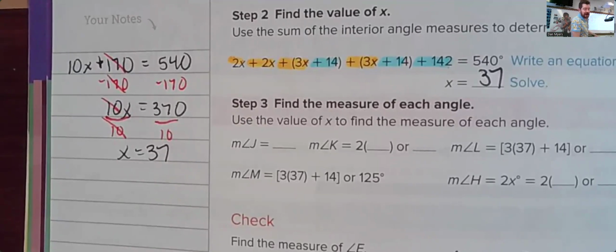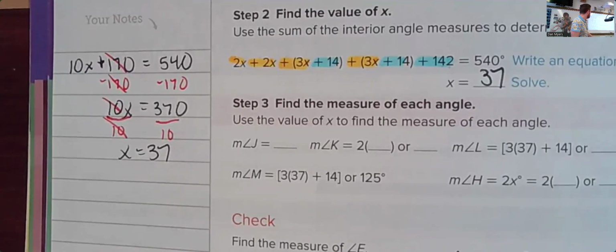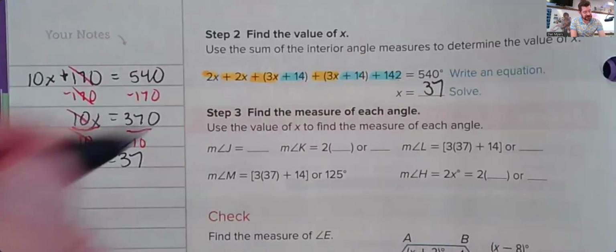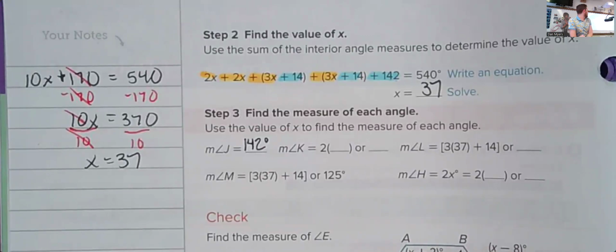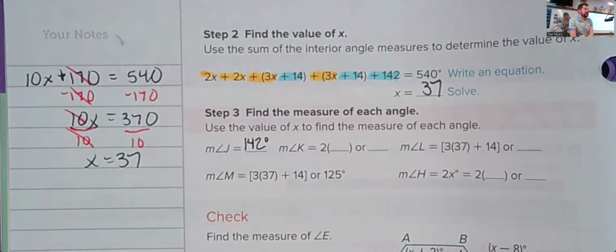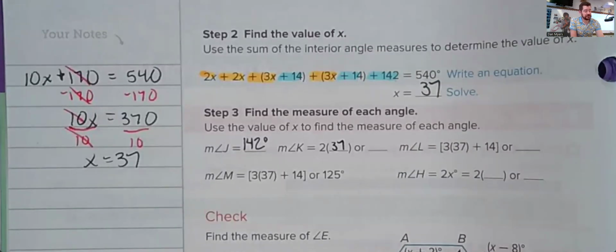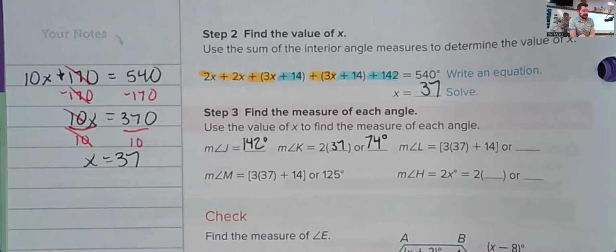406. Okay. All right. So now that we have our value of x, which is 37, we need to figure out the measure of each angle. Now, if you flip back to the previous page, how many degrees is angle J? 142. We already knew that one. It just told us it was 142 degrees. The measure of angle K is equal to 2 times x, which is 2 times 37, which is equal to what? 74. Okay. So K is 74 degrees.